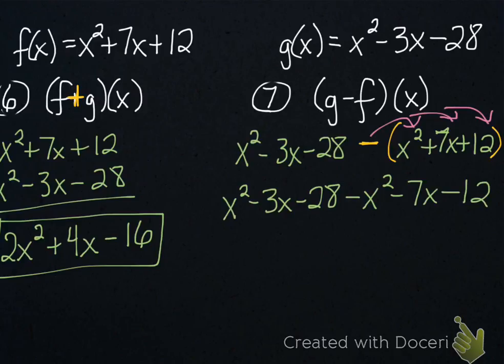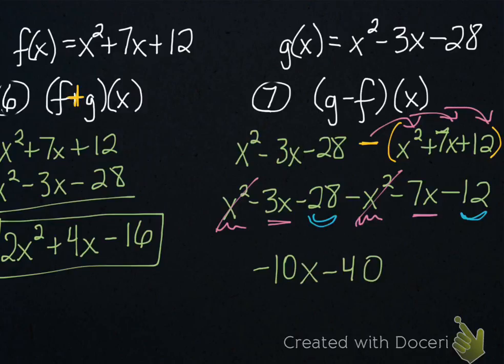Okay, combine like terms. X squareds, well, they cancel out. Negative 3x and negative 7x, well, that's easy. That's just going to be negative 10x. Then we have positive 28 and negative 28 and negative 12. That's going to give us a negative 40. So I have negative 10x minus 40.